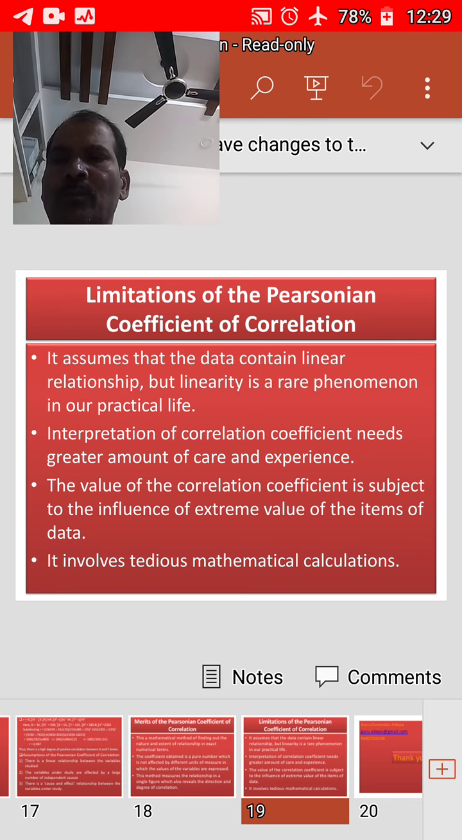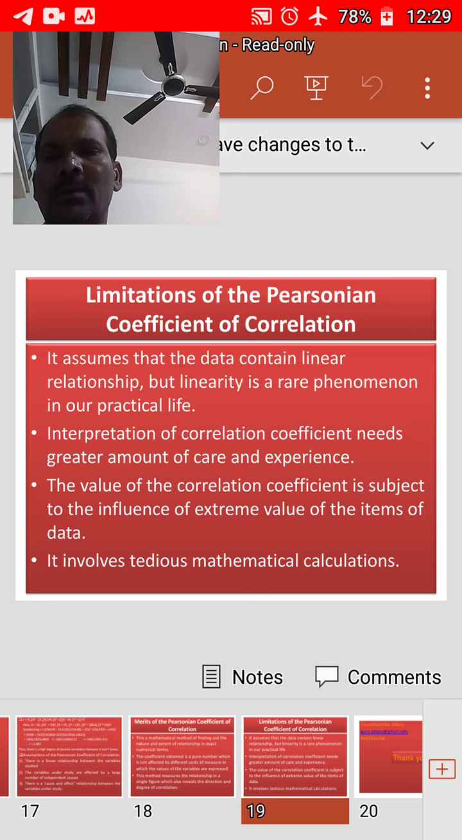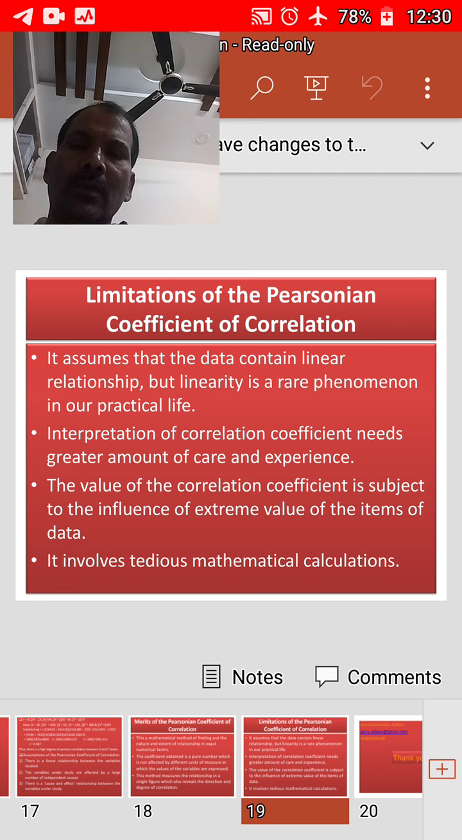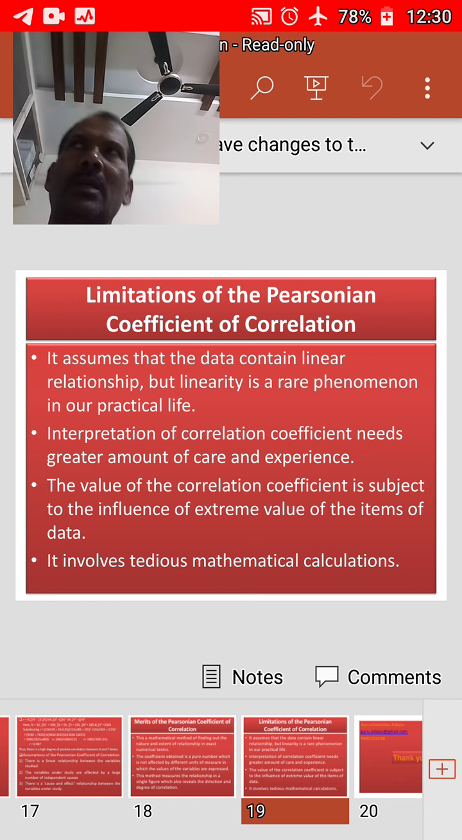It assumes that the data contain a linear relationship, but linearity is a rare phenomenon in practical life. The second is that the interpretation of the correlation coefficient needs a greater amount of care and experience. Third, the value of the correlation coefficient is subject to the influence of extreme values of the items of data. And fourth, it involves tedious mathematical calculations.